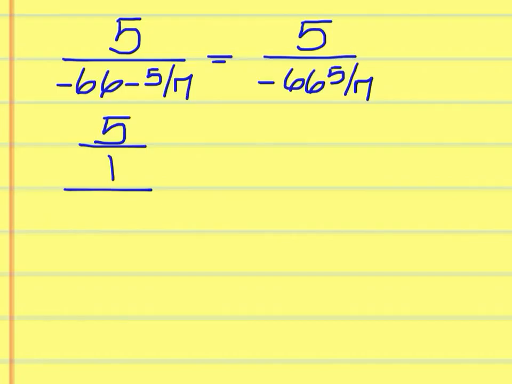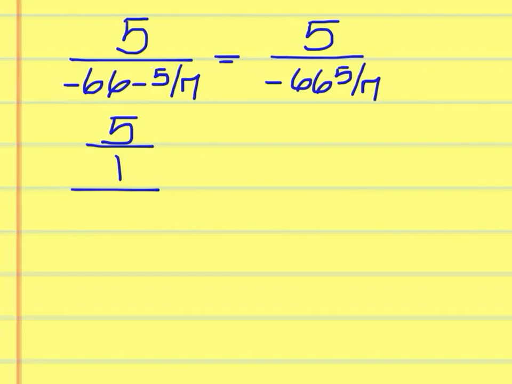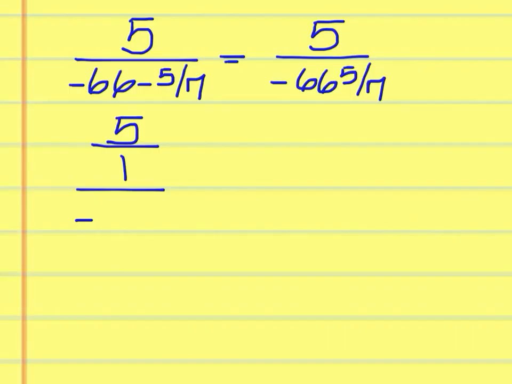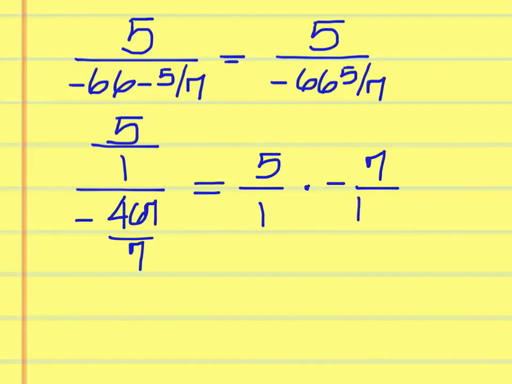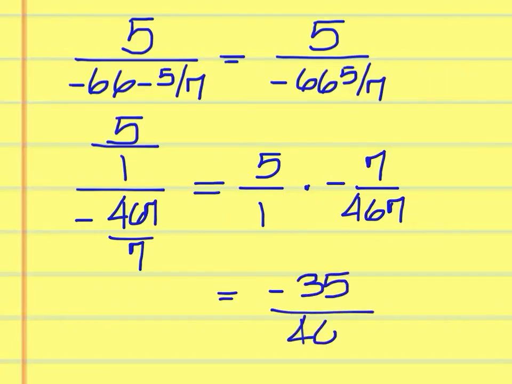So on the bottom, we have 7 times 66, and then plus 5 will give me a negative 467 over 7. So when you divide by a fraction, you flip and multiply. So you will end up with a negative 35 over 467.